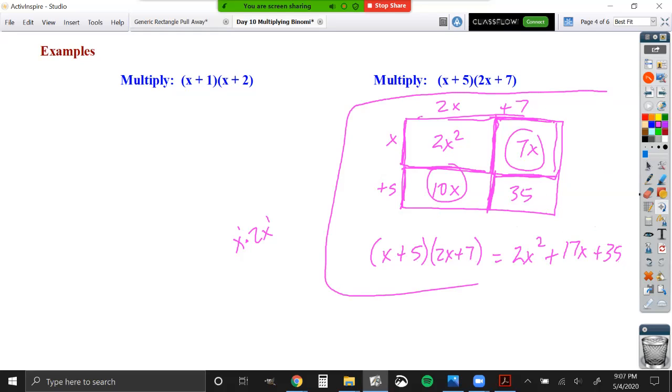This is the work. You can do this very quickly. Once you get enough practice at it, the generic rectangles really fly. And then the one last example I'm going to go ahead and give you here.